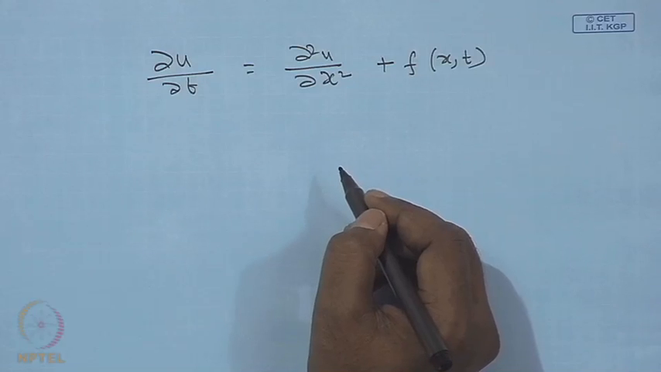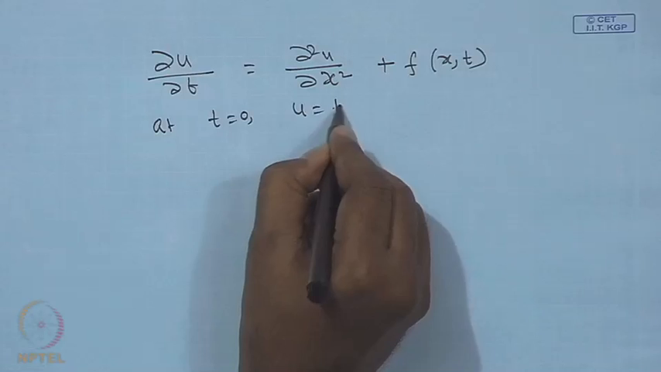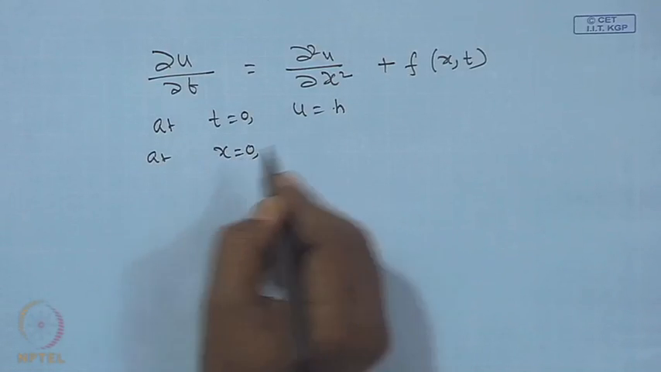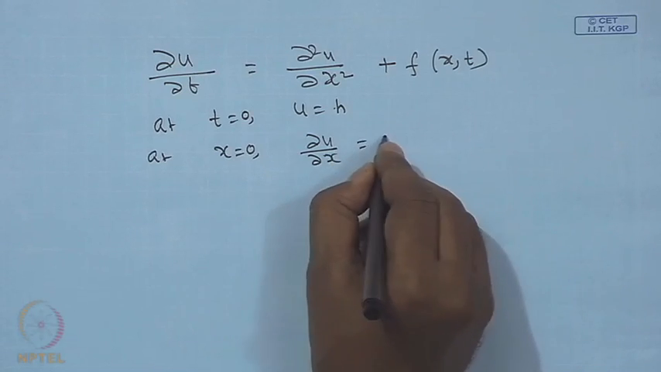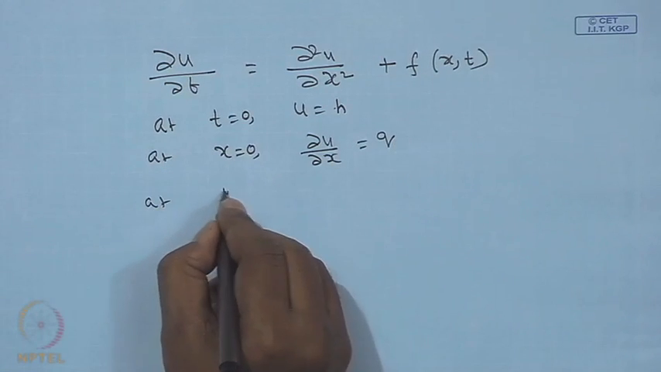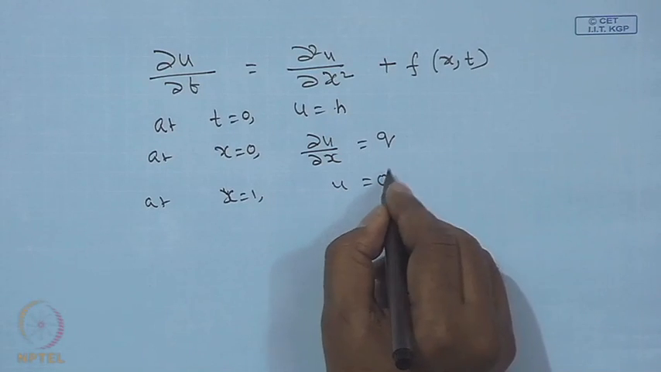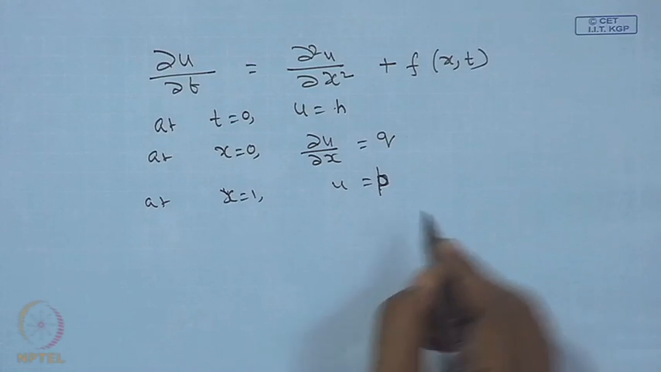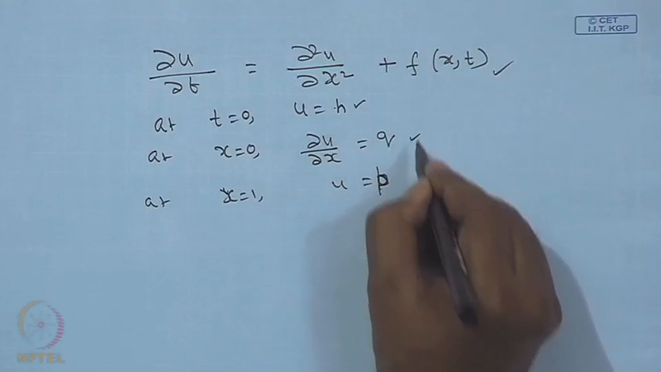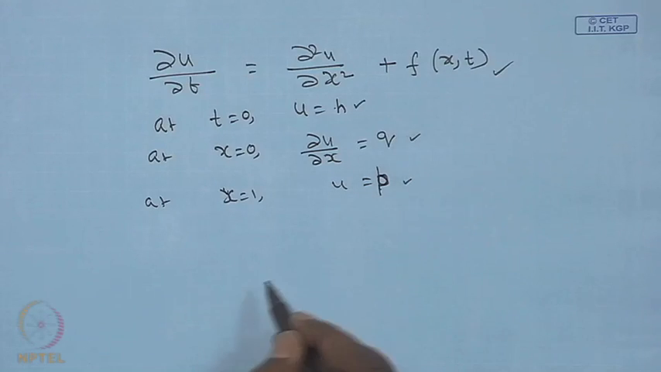So, this is the governing equation, the parabolic partial differential equation we are talking about. At t is equal to 0, u is equal to h, at x is equal to 0, we have del u del x is equal to, let us say, q, and at x is equal to 1, we have u is equal to, let us say, p. There are 3 sources of non-homogeneity: all the initial and boundary conditions are non-homogeneous, and the governing equation contains the non-homogeneity f as a function of x and time.